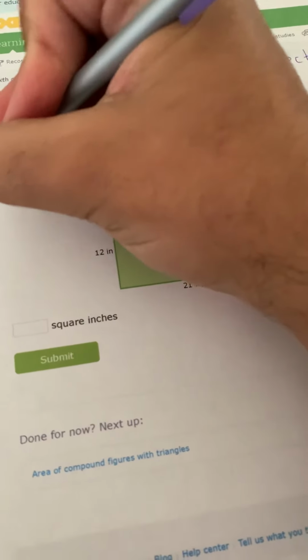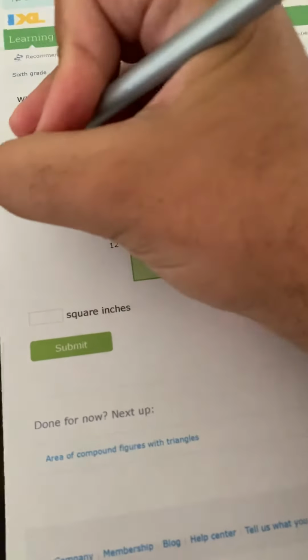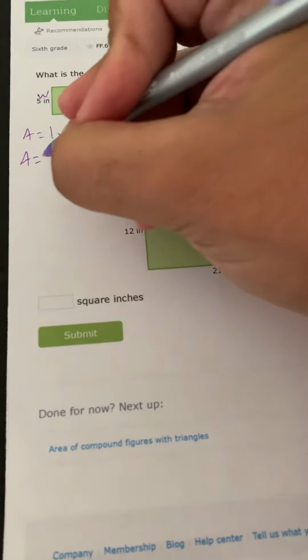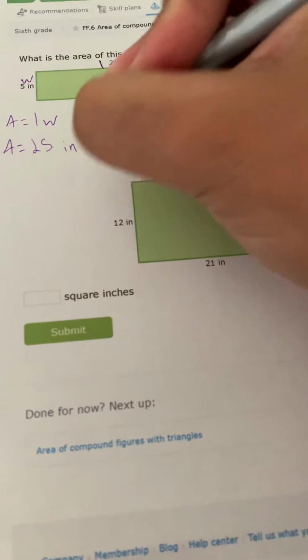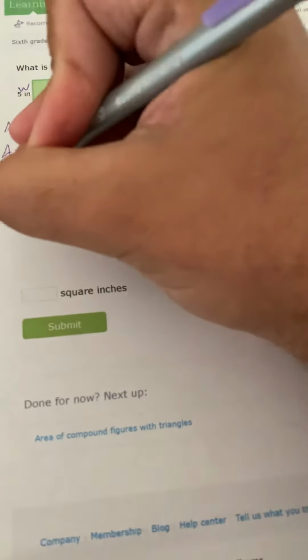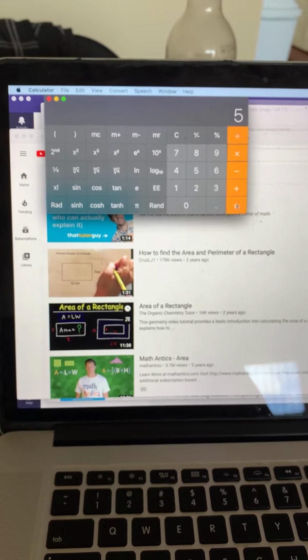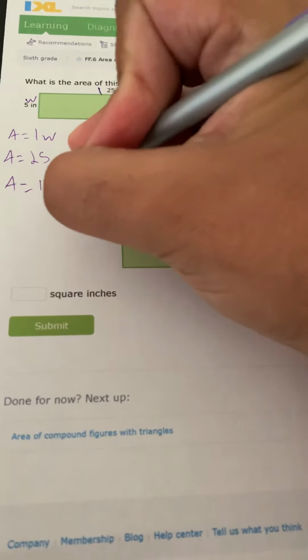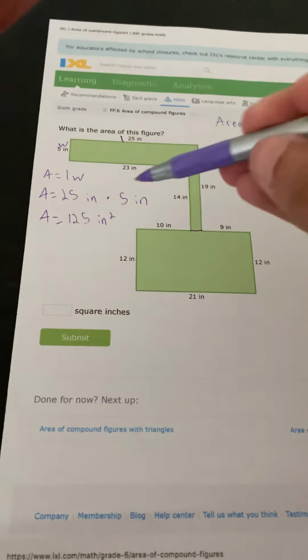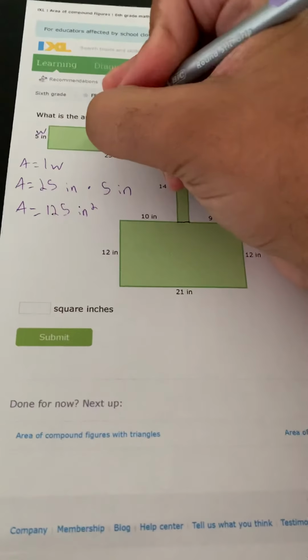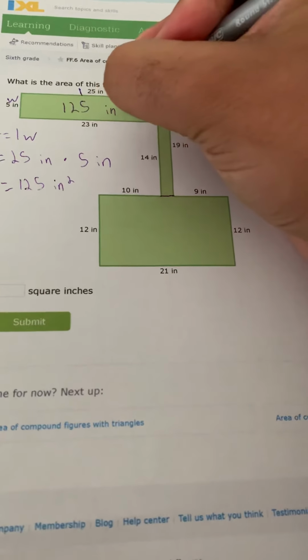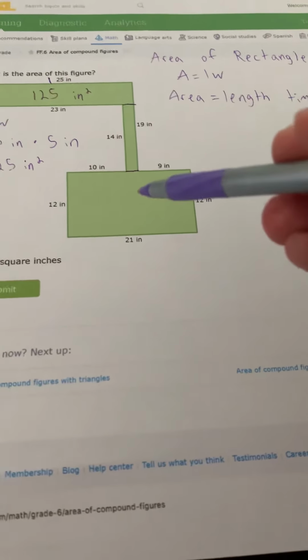So I'm gonna do A equals LW. So A equals 25 inches times 5 inches. So A equals, let me go over to my calculator. So I got 25 times 5, which is 125. So A is gonna equal 125 inches squared, because inches times inches is inches squared. So this one's 125 inches squared. I'm gonna do this one down here next.